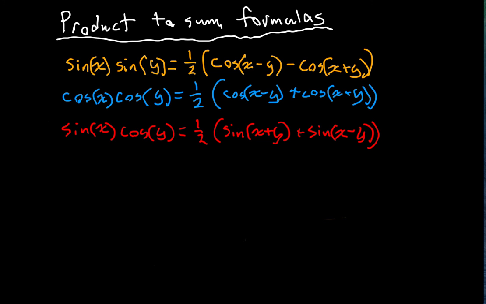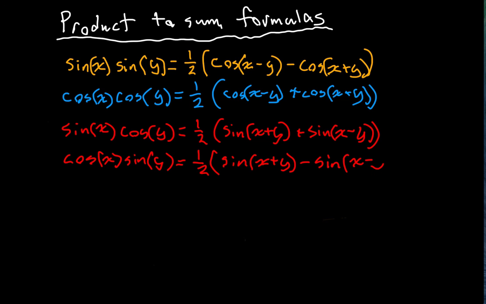Now that's not terrible. Lastly, we have that the cosine of x times the sine of y is equal to 1/2 times the sine of x plus y minus the sine of x minus y.